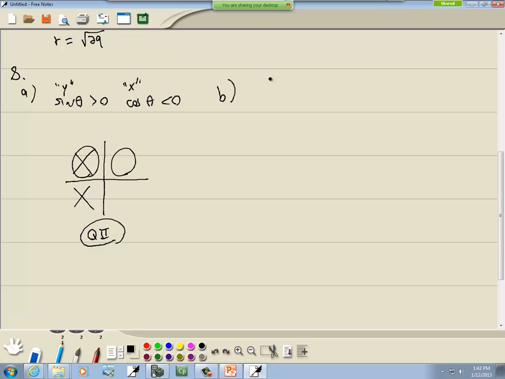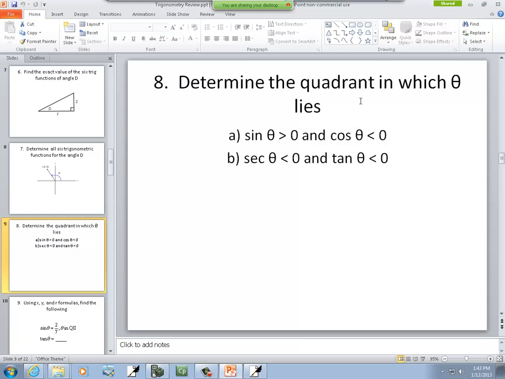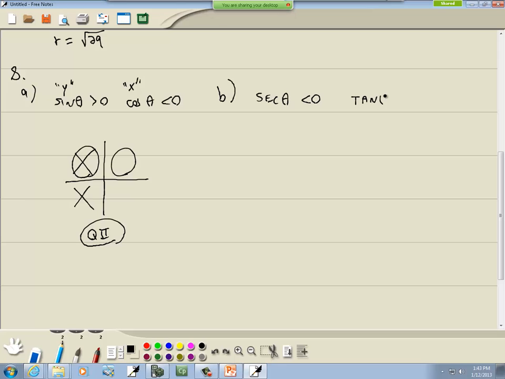Now B says secant theta is less than 0 and tangent theta is less than 0. Well, secant, on our unit circle, was 1 over x, or if not on the unit circle, r over x. But again, r we can ignore. So basically we're looking at x. That's saying x is less than 0. X is negative, which is right here and right here.